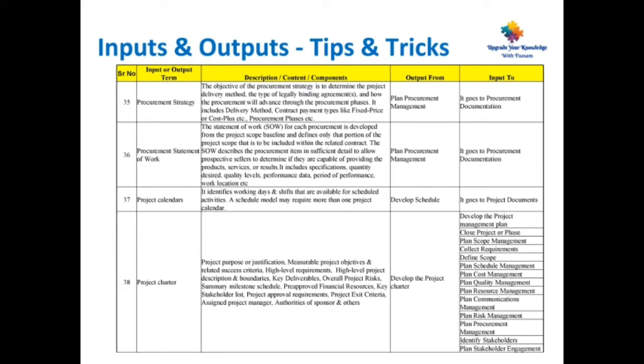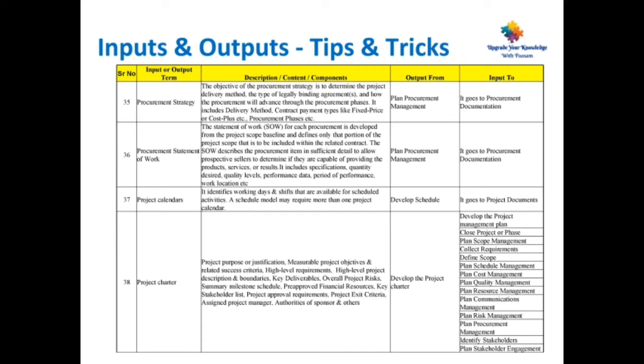Coming to the next slide, point number 35, procurement strategy. The objective of the procurement strategy is to determine the project delivery method, the type of legally binding agreements, and how the procurement will advance through the procurement phases. It includes delivery method, contract payment types like fixed price or cost plus, etc., procurement phases, etc. This output from plan procurement management is input to procurement documentation.